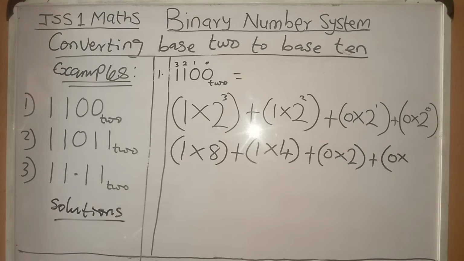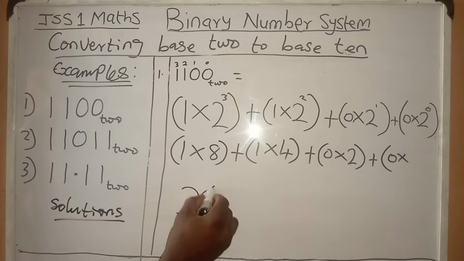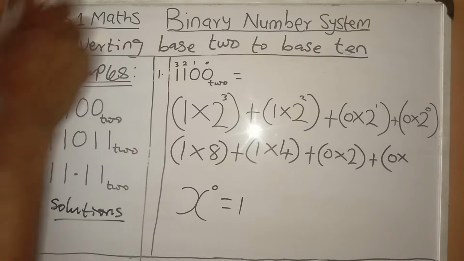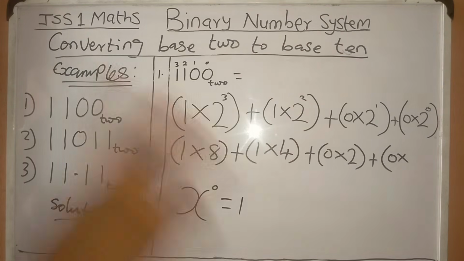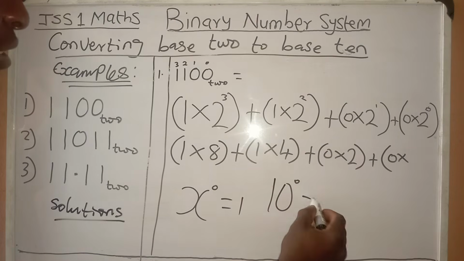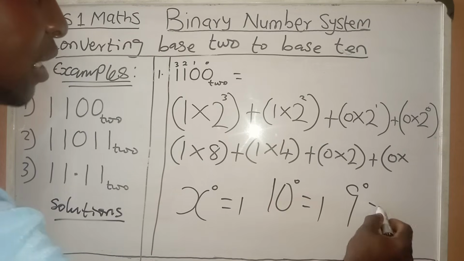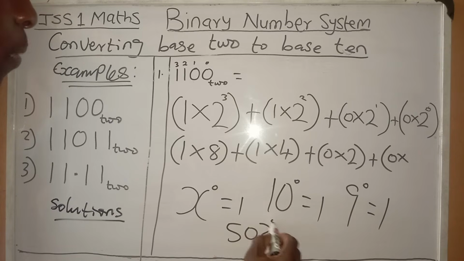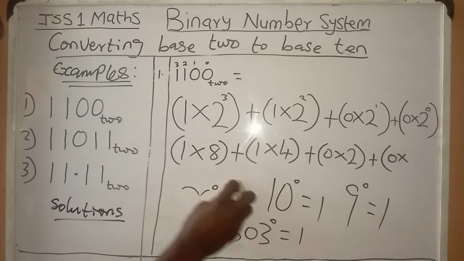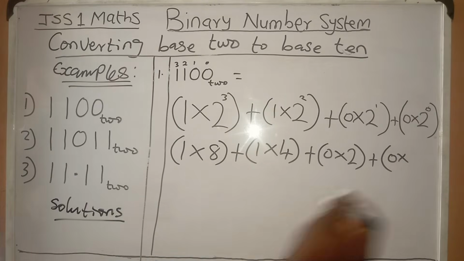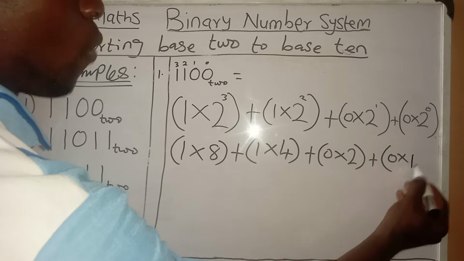Anything, according to the law of indices, anything raised to power 0, the answer is 1. Anything in mathematics raised to power 0, the answer is always what? 1. 1 million raised to power 0, the answer is 1. 10 raised to power 0, the answer is 1. 9 raised to power 0, the answer is 1. You can say 503 raised to power 0, the answer is what? 1. Anything raised to power 0, the answer is always what? 1 in mathematics. I hope that is clear. Good. So how do we write this one now? We have 2 raised to power 0. What will it be? 1.